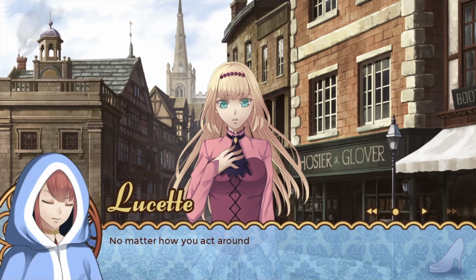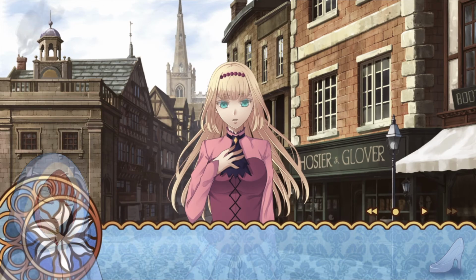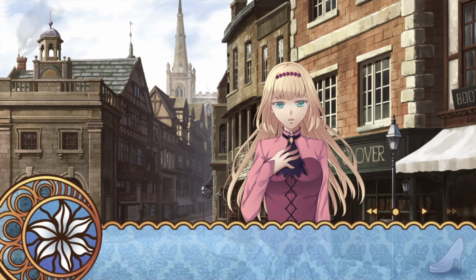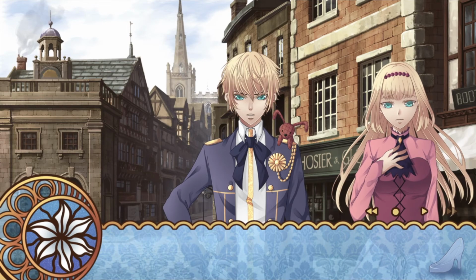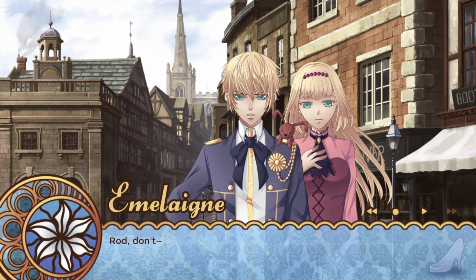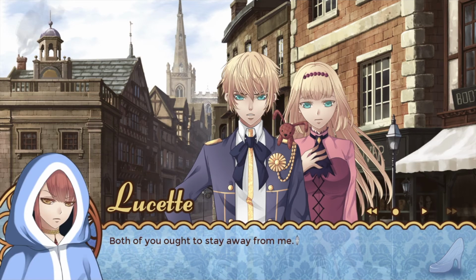No matter how you act around me, we are not and never will be sisters. I'd take care to remember that if I were you. But Rod suddenly grabs my hand, pulling me away from Emmeline. Stop. He's staring daggers at me. I think this is the first time I've ever seen him angry. Rod, don't. Let me go. Both of you ought to stay away from me.